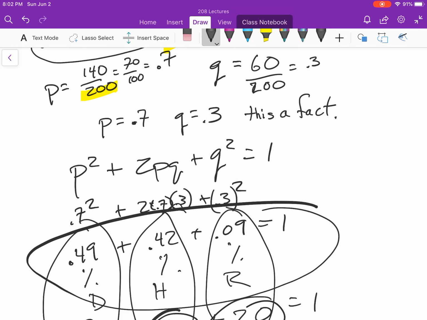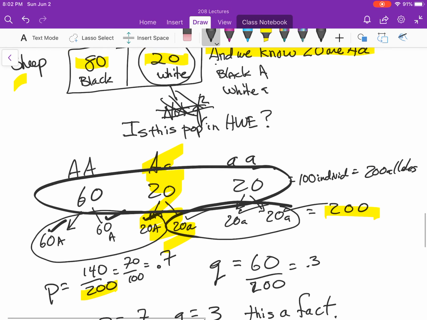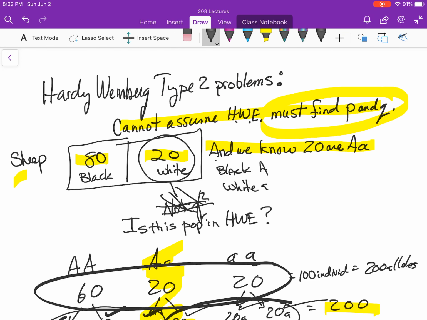Remember, the key here is don't try to jump to Q squared. Don't do that. Usually when you can't assume Hardy-Weinberg, you've got to go straight to finding P and Q.